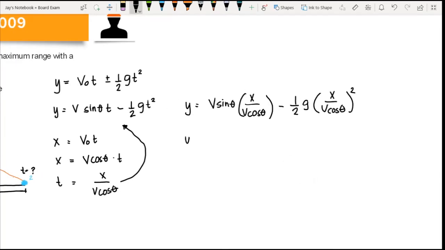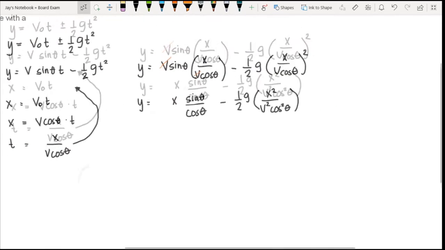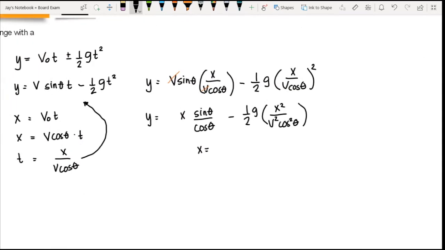So we can express it further by canceling the velocity here. So we would have x sine theta over cosine theta minus 1/2 g times x squared over v squared cosine squared theta. Now take note, our x here would be the range, correct? So therefore we can say that x is equal to r. So we can change this x here to r.